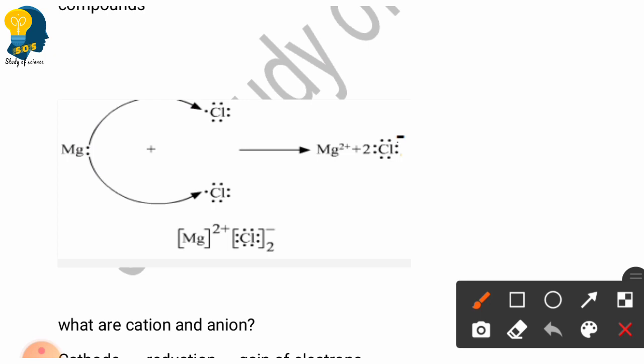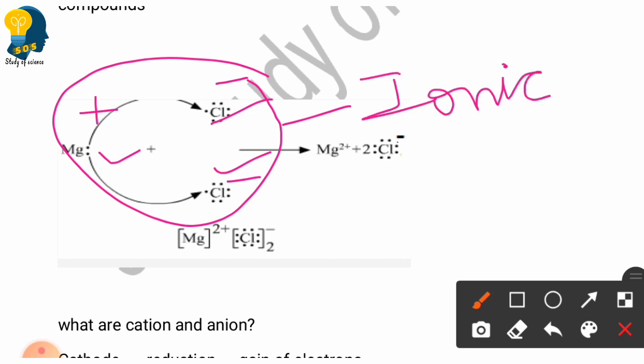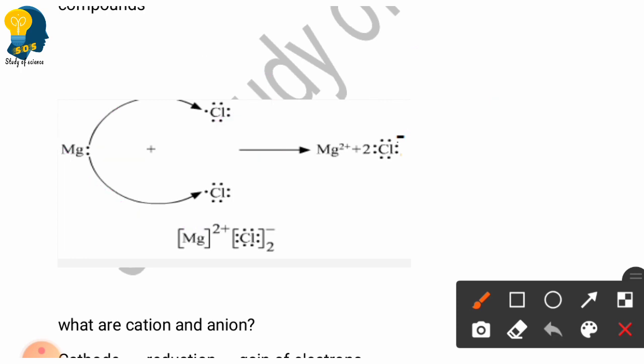So if you look at the charge of magnesium, it is plus, right? And when we look at the charge of chlorine, it is minus. So positive and negative charges will attract each other. Thereby what happened? There will be strong electrostatic force of attraction between them. Between magnesium and chloride, there will be strong electrostatic force of attraction. Thereby it forms the ionic bond. Magnesium chloride also will form the ionic bond between them. Clear? I hope you all have understood.